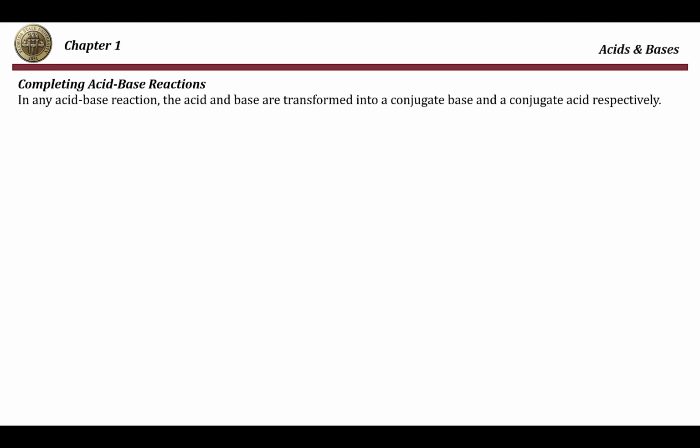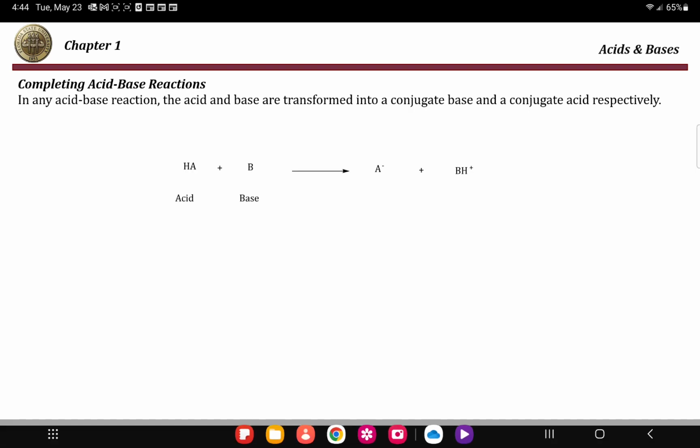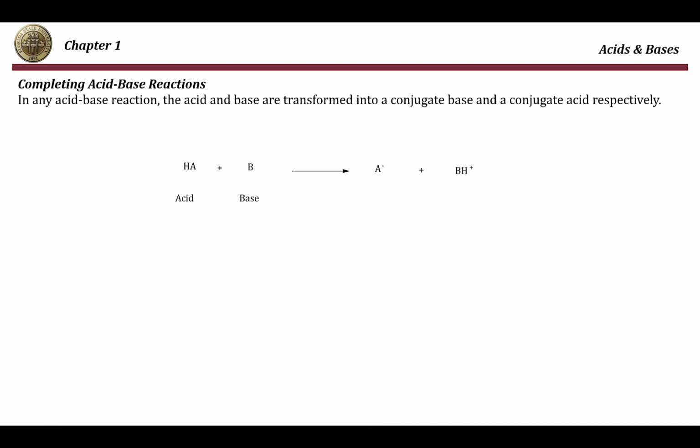In any acid-base reaction, the acid and base, as we said before, will be transformed into the conjugate base and the conjugate acid respectively. And the question is, how do I transform an acid into a conjugate base, or how do I transform a base into a conjugate acid?